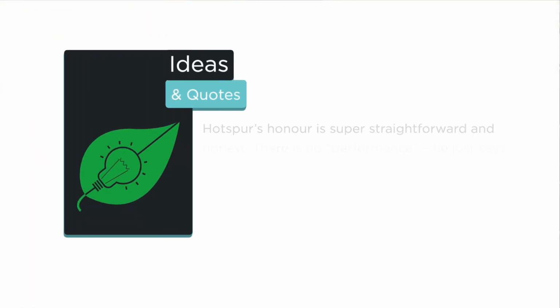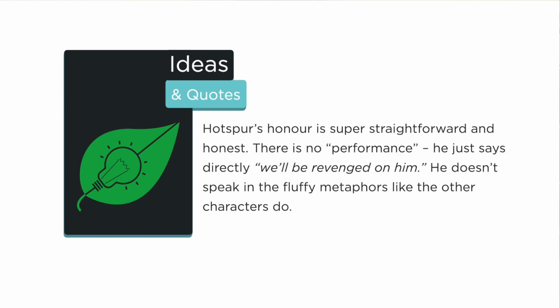Yeah, exactly. Thank you. And I guess that brings us to our next point about Hotspur's honour being so straightforward and honest. He doesn't have all these fancy ideas like Henry and Hal do, and as Rowan just said, he doesn't use all that metaphorical language. He just wants his revenge. He's just like, you've hurt me, I'm going to hurt you back. I want revenge. There's no sort of trickery or manipulation behind it. There's no performance. So we have this quote here, and the quote is, "Will be revenged on him."